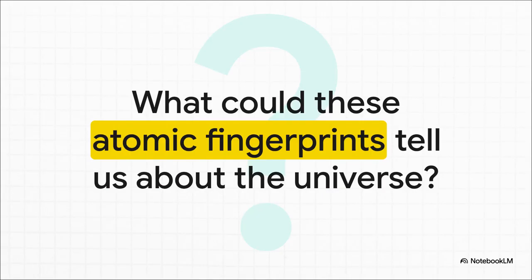If every single element has its own unique barcode written in the language of light, just imagine what that means. We can look at the light coming from a star billions of light years away, analyze its spectrum, and know exactly what that star is made of. These atomic fingerprints are literally how we read the chemical story of the entire cosmos.